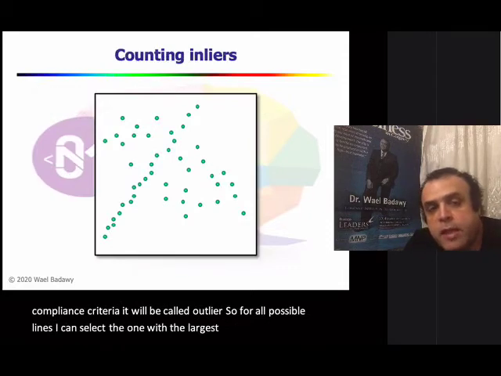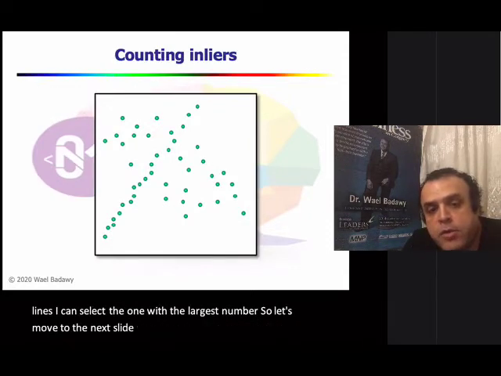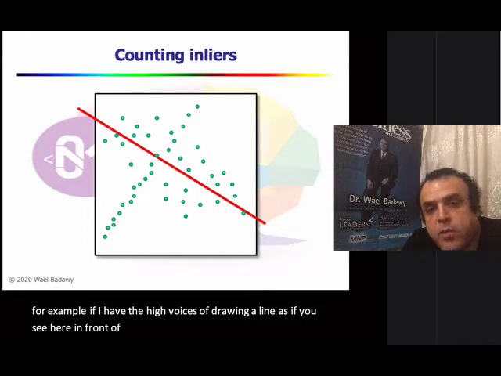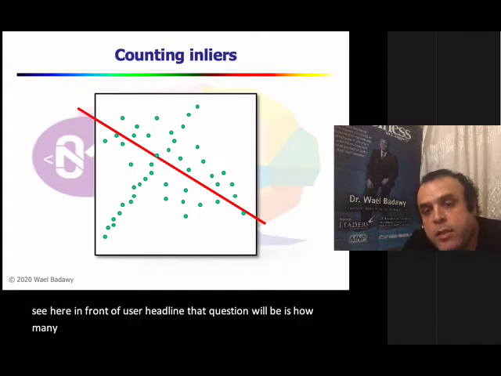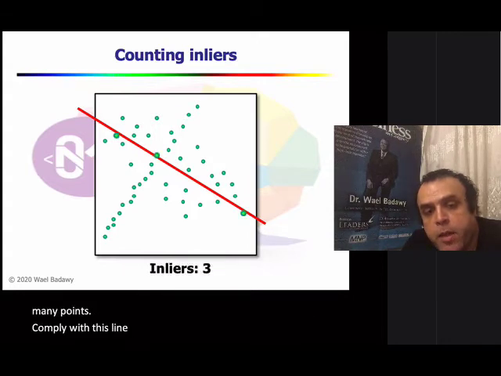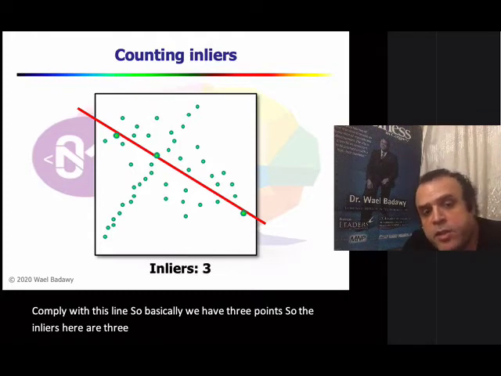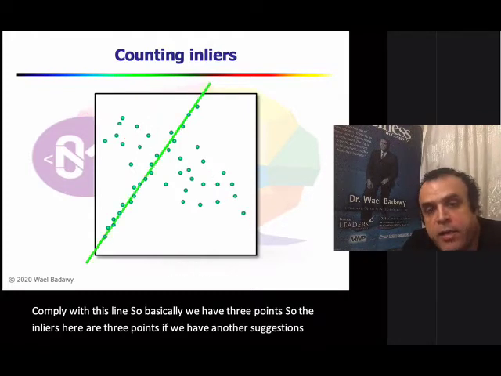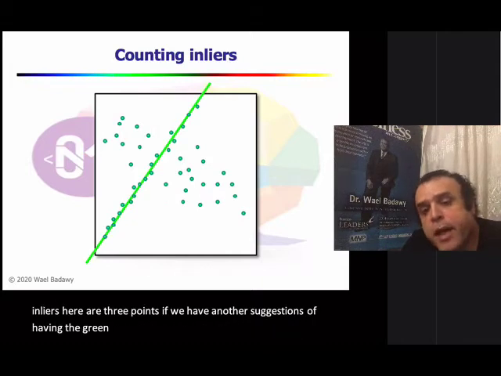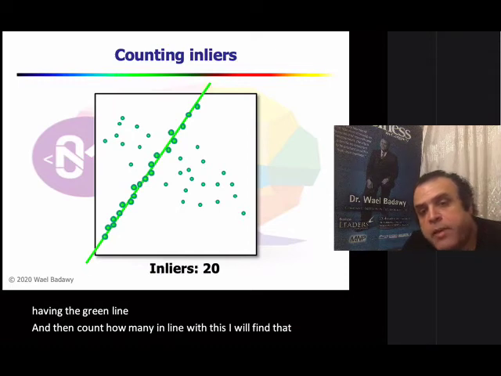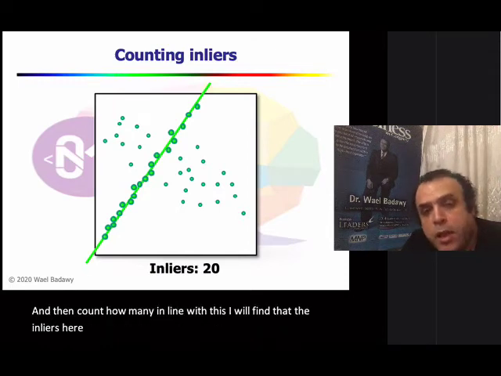So let's move to the next slide where we want to count the inliers. For example, if I have the hypothesis of drawing a line, as you see here in front of you the red line, the question is how many points comply with this line. Basically we have 3 points, so the inliers here are 3 points. If we have another suggestion of having the green line and then count how many are in line with this, I will find that the inliers here are basically 20 points.